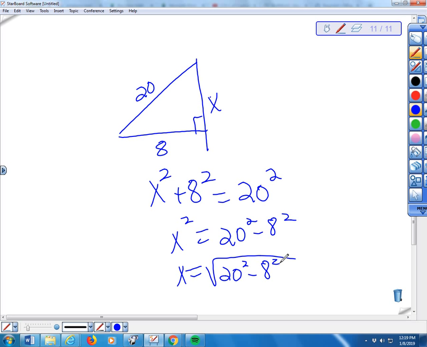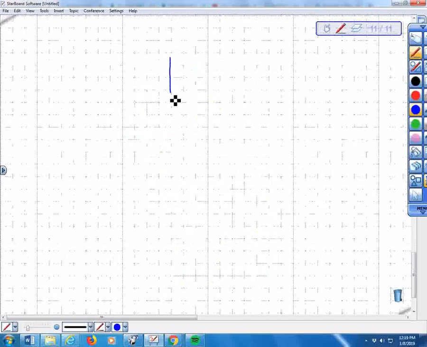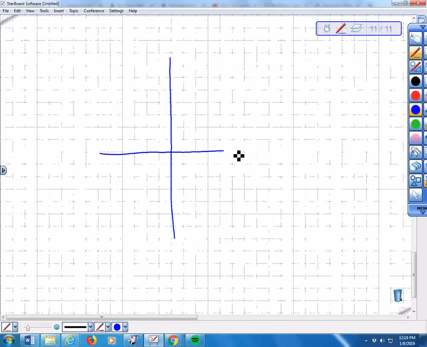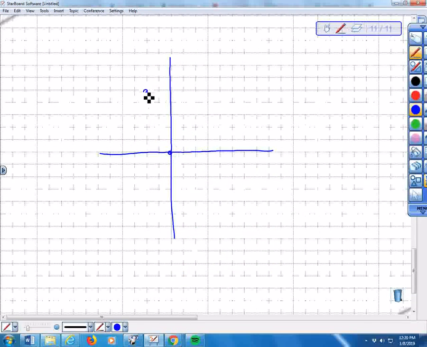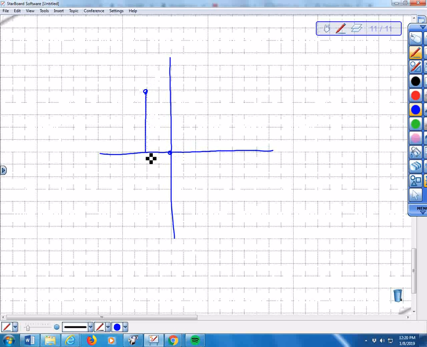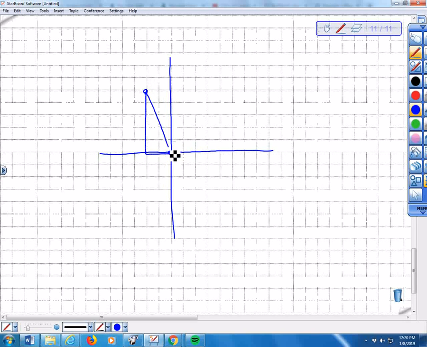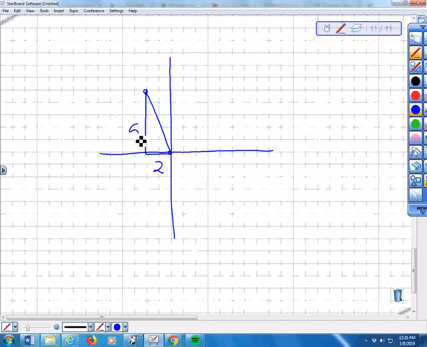Okay, any others? It says, this is probably easy, but find the distance between the coordinates 0, 0, and -2, 5. Answer to the nearest 100th. Okay. 0, 0, and -2, 5. Okay, so this is just the triangle method. If I want to find the distance between them, it's the hypotenuse. This is 2, this is 5.